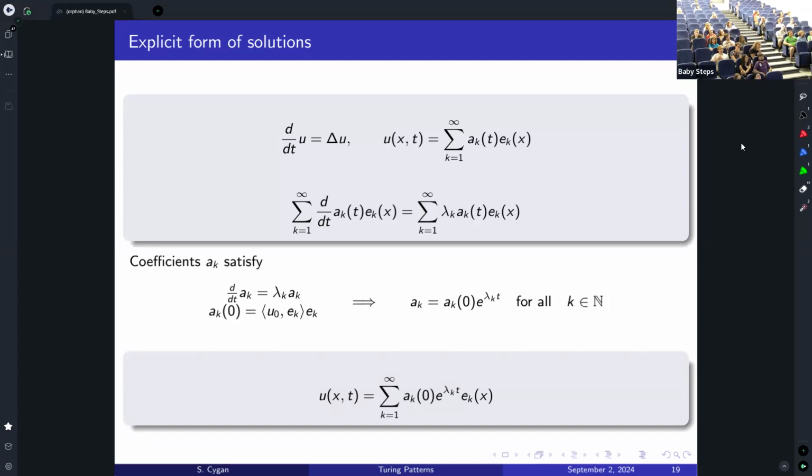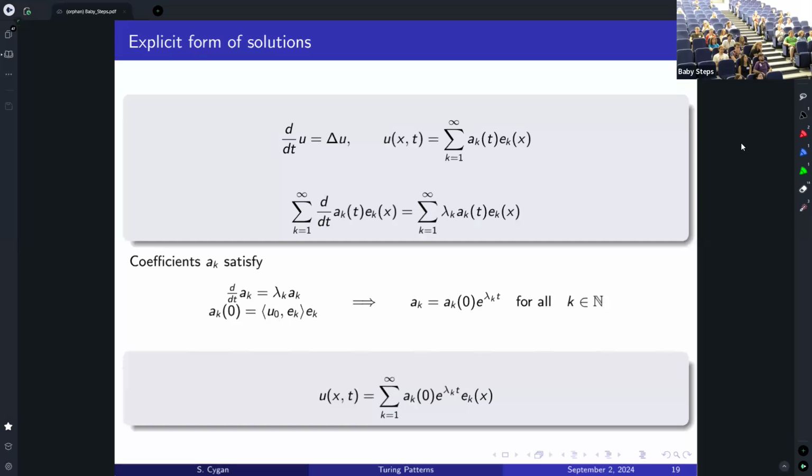Now, using the previous theorem, since the functions ek form an orthonormal set, and since this equality holds, the equality holds for each k. This means that every coefficient ak satisfies the following differential equation: the time derivative of ak is equal to ak multiplied by lambda k. And this has a solution given by an explicit formula. It is just an exponential function where the exponent is equal to lambda k multiplied by t. And now we can write an explicit formula for our solution.